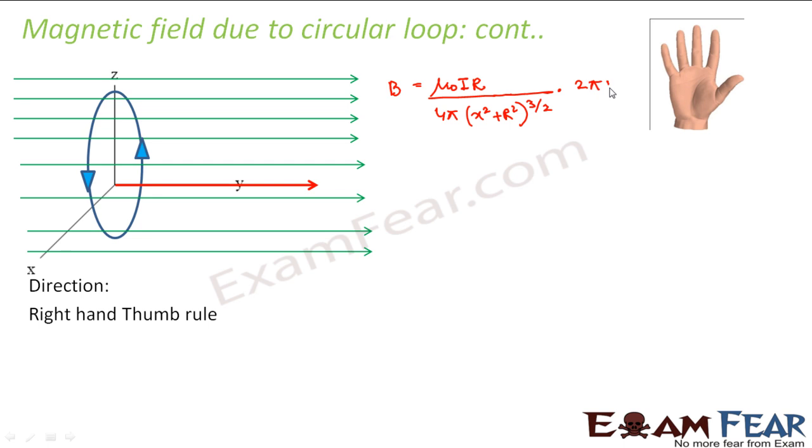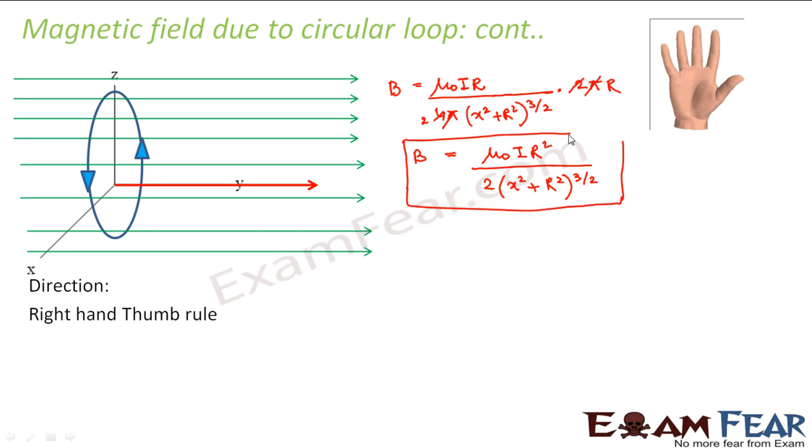into 2 pi r. So this pi and pi will get cancelled, and this 2 will get cancelled with this. Therefore we get B is equal to mu naught I r square divided by 2 into x square plus r square to the power 3 by 2. So this is the value of the magnetic field at some point P due to a current carrying circular loop.